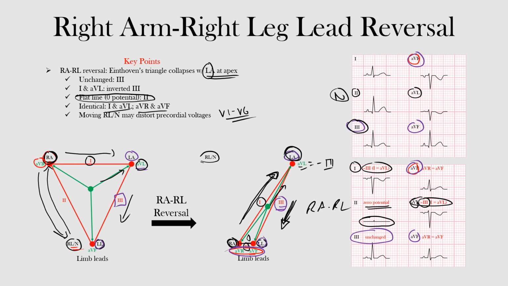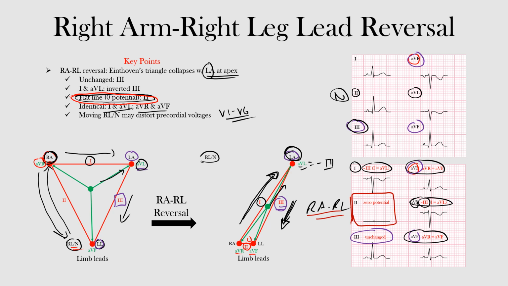Lead AVR and AVF are also identical. Okay, so here's lead AVR and here's lead AVF. You can see them being identical. And then the one that I wanted you to keep in mind was this flat line, zero potential of lead 2. Okay, so remember, lead 2 comes down here. Okay, and you can see that it becomes a zero potential, and that's what we see going on here. So, okay, so here's lead 2, our zero potential that can help point you towards this right arm, right leg reversal.